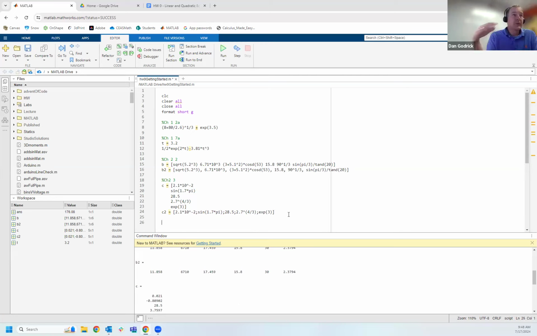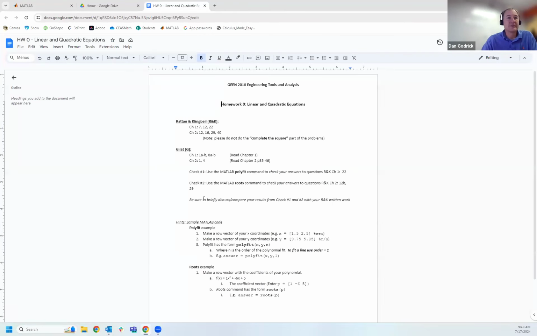All right, so those are our first problems, and now we got to do our checks. Oh boy, we got some checks here. So it says we want to check chapter 1, number 22. The hard part there is understanding what our X and Y variables are.